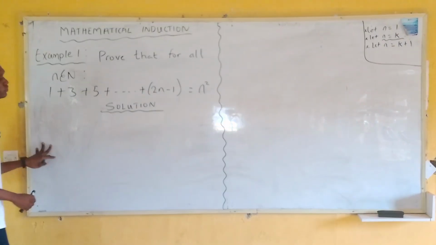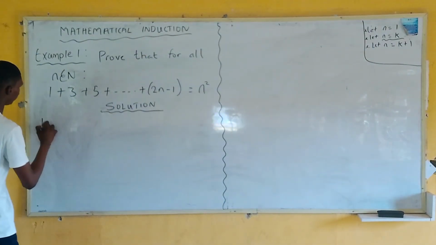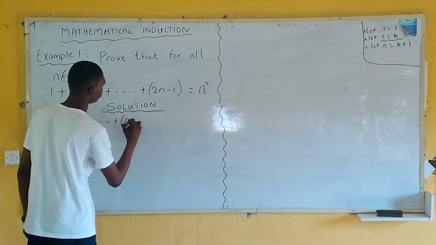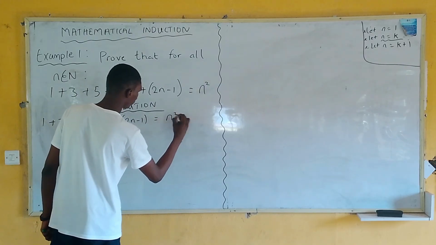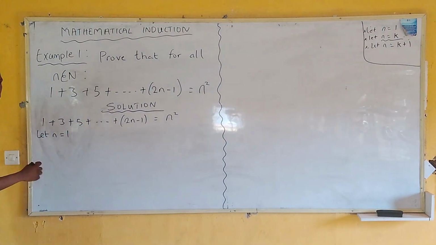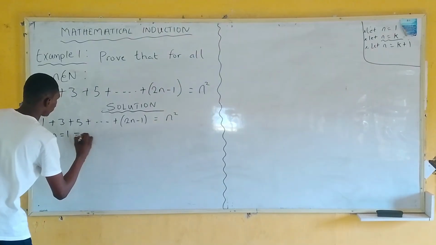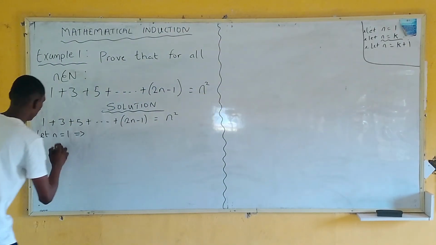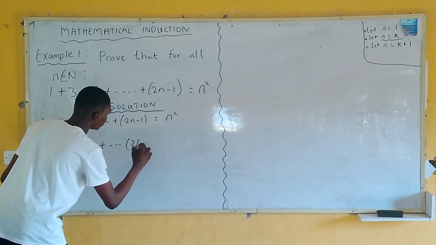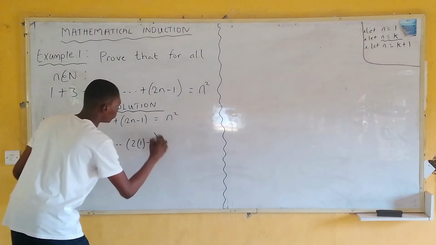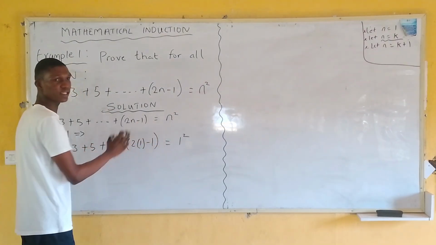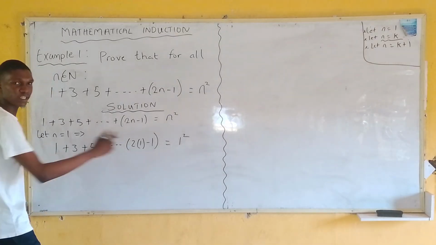For this question, the first thing is to write your question back: 1 plus 3 plus 5 plus dot dot dot plus 2n minus 1 equals n squared. Step 1: let n be equal to 1. If n equals 1, we can then say 1 plus 3 plus 5 plus dot dot dot open bracket 2 times 1 minus 1 equals 1 squared, since n is 1, on the left hand side and on the right hand side.